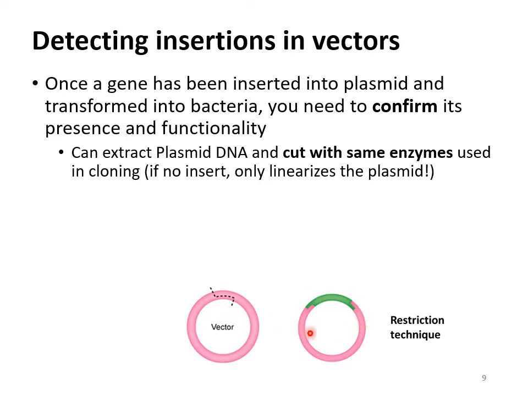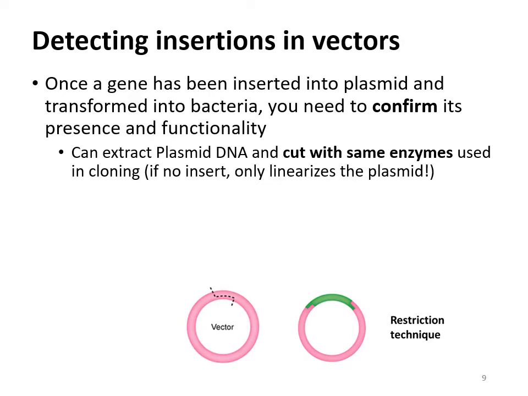If, however, it took in the insert successfully, when you now cut it with the enzyme, look, that's 2 cut sites, right? So now when you run this on a gel, you'll see 2 pieces of DNA instead of 1 linear piece. If you have trouble visualizing that, just send me a remind message and I'll go over it in a little more detail.